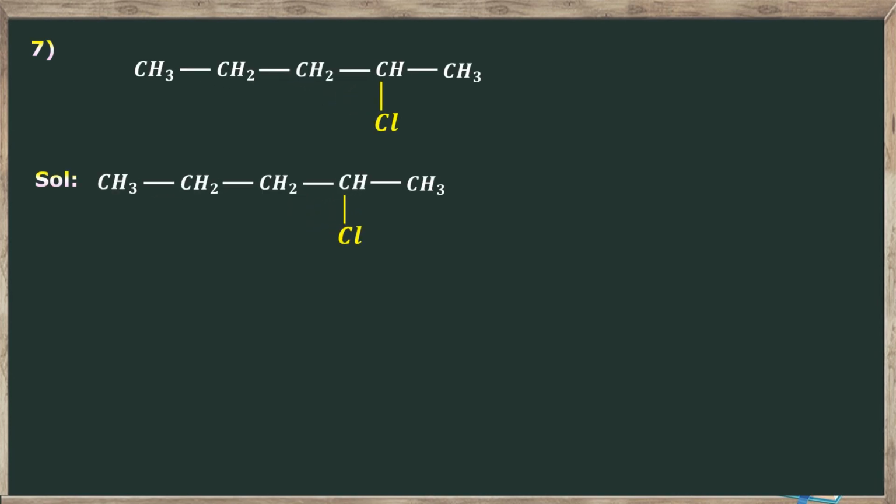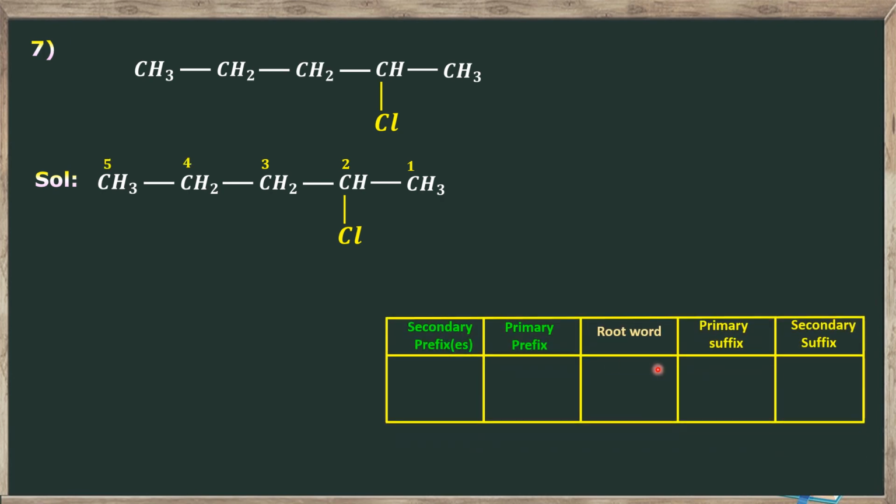Problem number 7, solution. It is similar to the previous one only. The only thing is that the position of the chlorine is changed. So this is the parent chain, and I am numbering it from right to left so that the carbon atom bearing the substituent should get the lowest possible number. Root word pent, primary suffix ane, secondary prefix chloro. So 2-chloropentane.